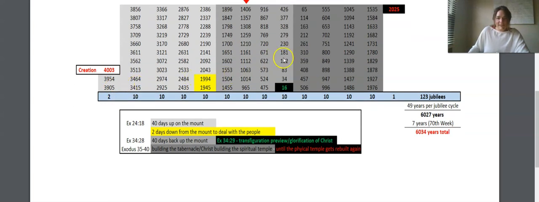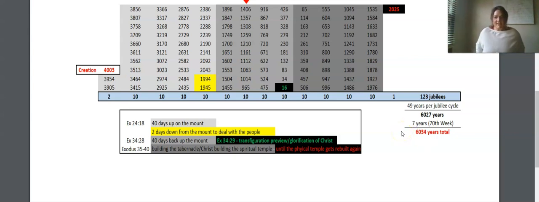So this is what it would look like: if they enter the Promised Land in 1406 BC, and 2025 is the last Jubilee, the 70th, when the 70th week begins, then you would go back to creation and you would find that there are actually 123 Jubilees through the whole of human history, plus another 7 years. From here, there's going to be a 70th week, so there would be 6,034 years of world history. And this is where I'm going to take us through the pattern in the Mount.